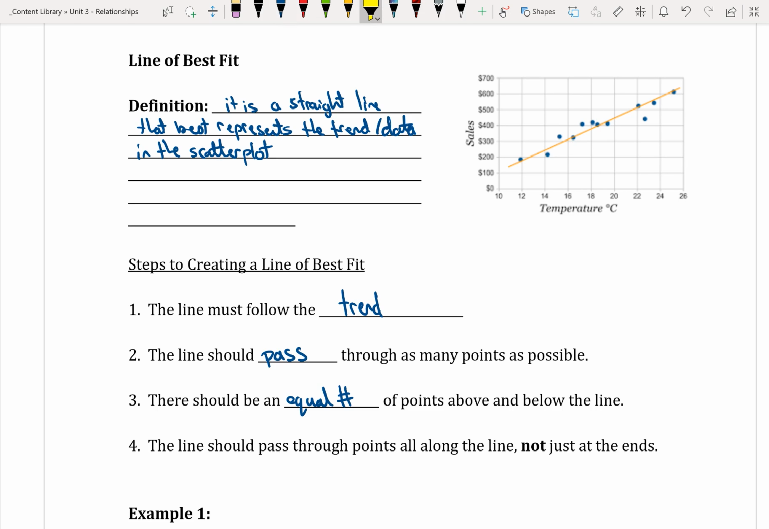And finally, the line should pass through points all along the line, not just at the ends. So again, you're not just connecting the first and the last point. You may, but those aren't the two points that you're worried about. You're more concerned about connecting points all along the line. So again, these are four steps that you should be taking into consideration when you draw your line. You're not going to be able to check off every single step in something that your line fits, but you want to try to do as many as possible, or keep as many of them in consideration as you draw your line.